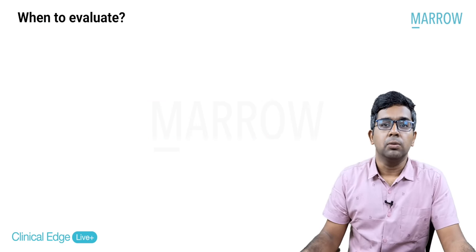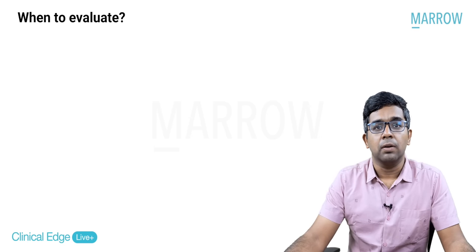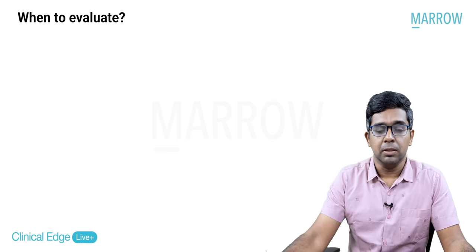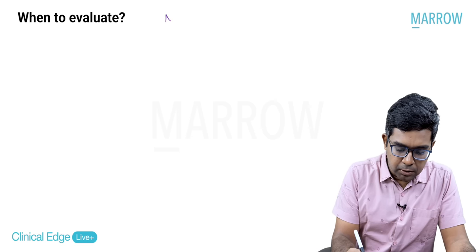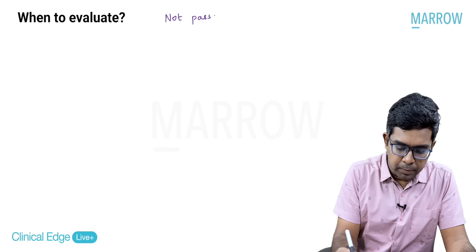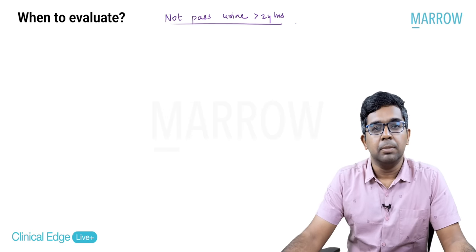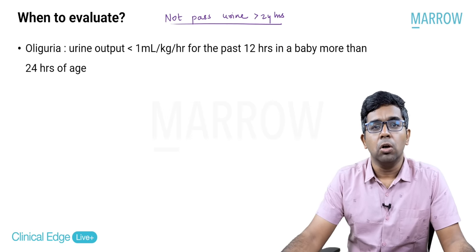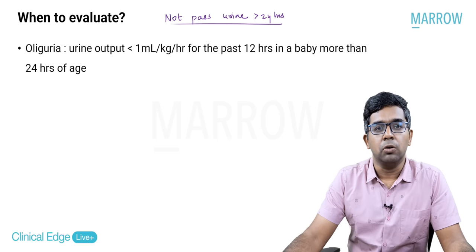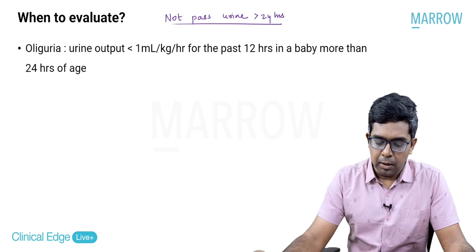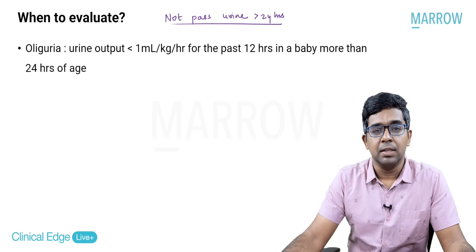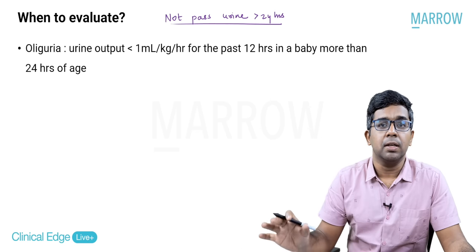Okay, right. Now, these are the indications when you have to evaluate the baby for a possible abnormality in the renal system after birth. One is not passing urine for more than 24 hours after birth. That is the situation which we are dealing with. Second, if the baby is having oliguria. Oliguria is defined by a urine output of less than 1 ml per kg per hour for the past 12 hours in a baby who has crossed 24 hours after birth. So in both these situations, you need to start evaluation.